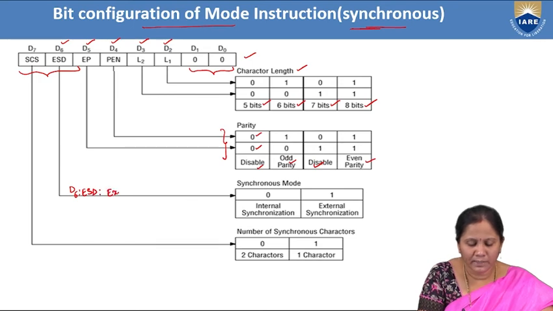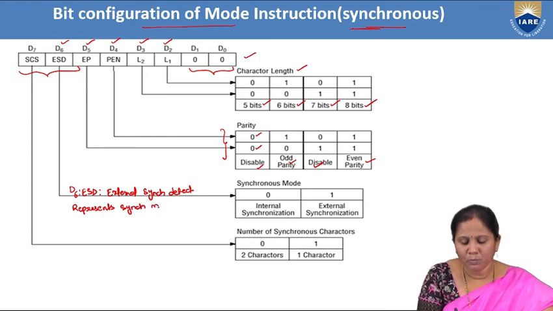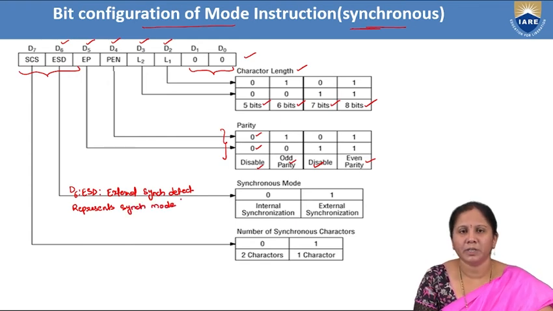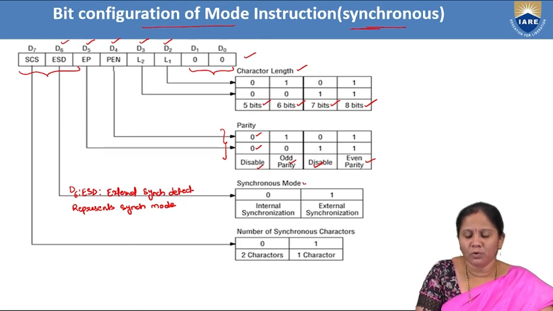So it represents external sync detect. Okay. So external sync detect represents the sync mode of operation. In order to operate in the synchronous mode, if this D6 bit is fixed to 0, it represents internal synchronization. If the D6 bit is fixed to 1, it represents external synchronization.